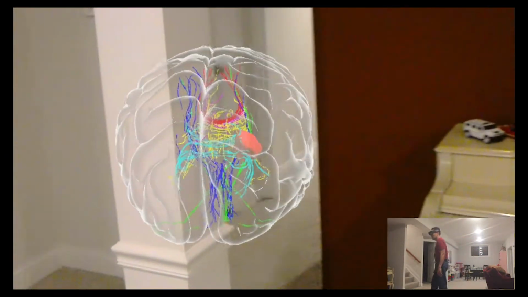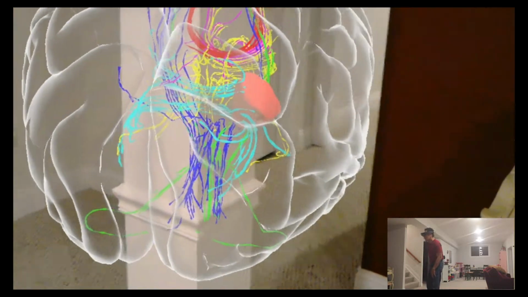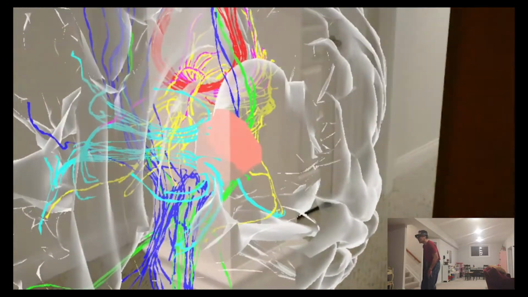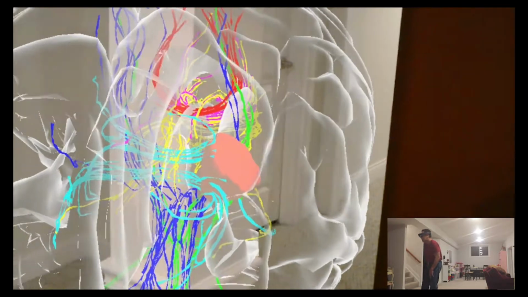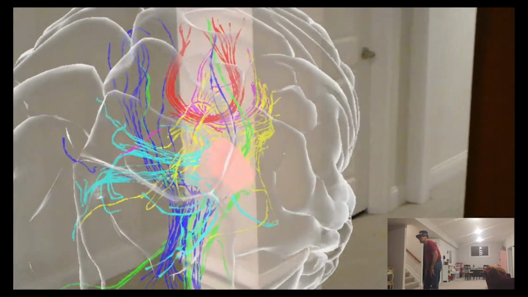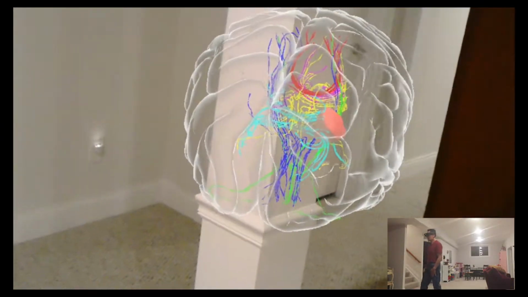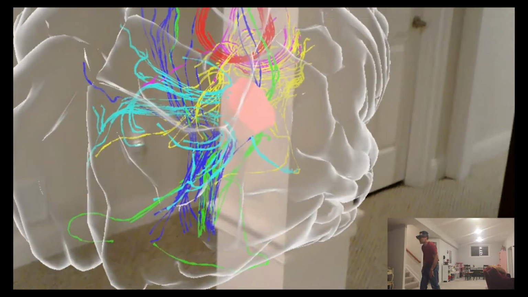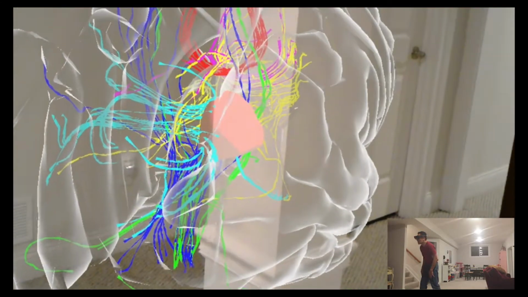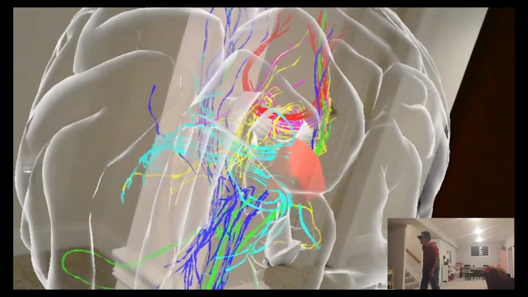HoloLens also allows students to see how a disease inside the body may present in physical symptoms. Here we see an example of a brain tumor. Our translucent 3D view helps us to understand which tracts may be affected, and thus why a patient may present with impaired speech or difficulties with motor control. The neural pathways you see here are taken from an MRI image of a real patient's brain.